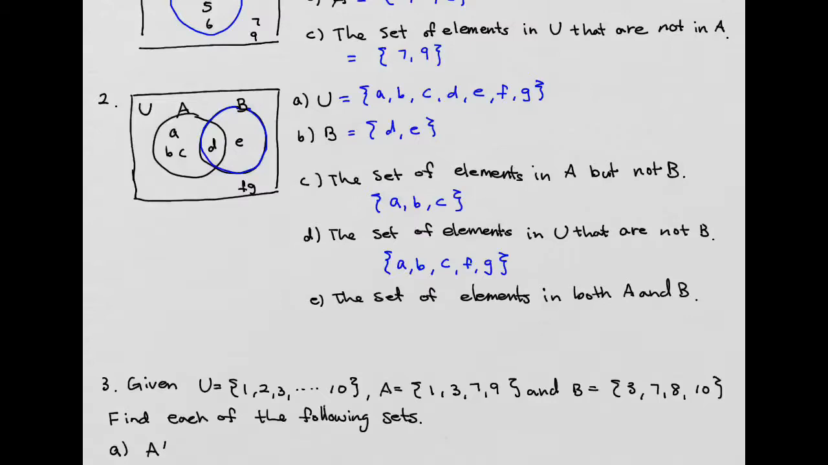The last one on that problem is the set of elements in both A and B. When it's an 'and', we need to make sure we're looking for the intersection of those two sets. So the element has to be in A and at the same time in B, which is going to be the intersection, which is going to be D. This area is the intersection of those two. And you can write A intersect B.